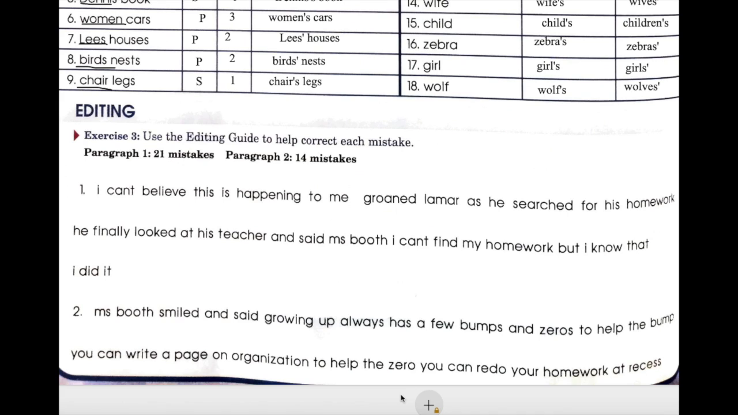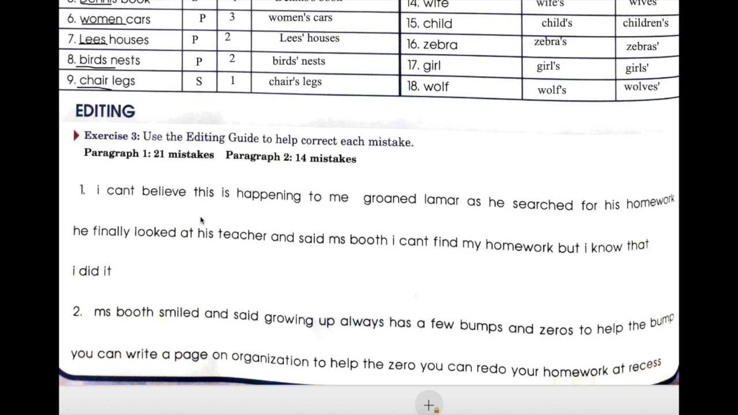Editing. Exercise 3 is the editing guide to help correct each mistake. Paragraph 1 has 21 mistakes. I can't believe this is happening to me, groaned Lamar as he searched for his homework. He finally looked at his teacher and said, Miss Booth, I can't find my homework, but I know that I did it. Okay, that's a lot.